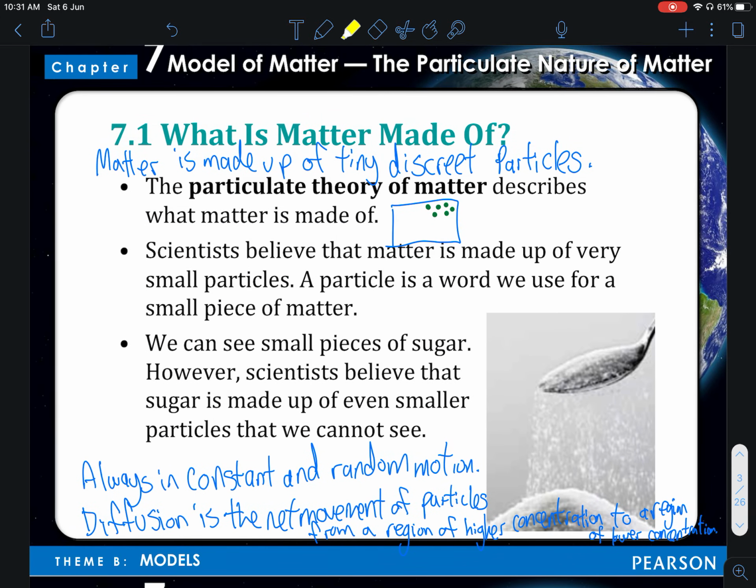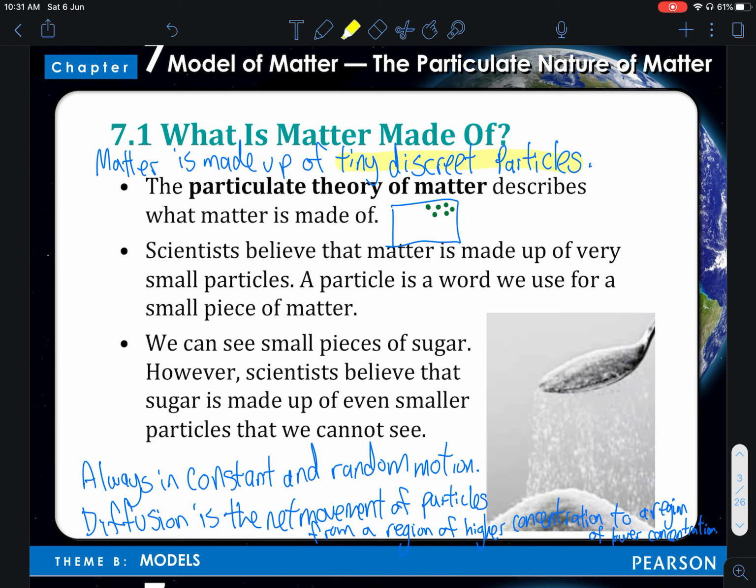So number one is, what is matter made up of? Matter is made up of tiny discrete particles, so tiny that even with our eyes we are not able to see them, not to say with a microscope. So the particle theory of matter describes what matter is made of and also how it behaves.